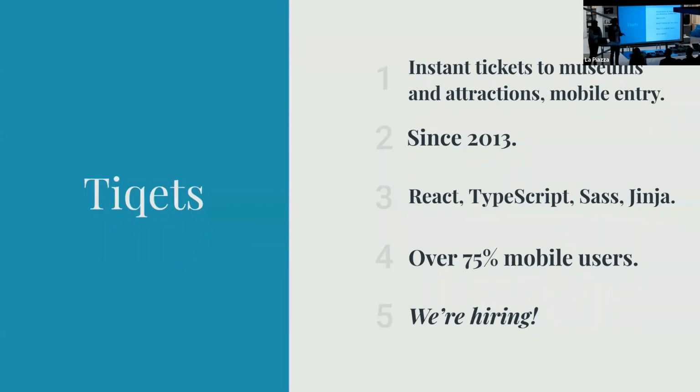Tech stack: Python in the backend, Flask, a micro framework. But in the front end, we use React, TypeScript, Sass, and Jinja. Jinja is a templating engine that comes with Flask. In the beginning it was about 50-50 desktop and mobile traffic. By now, it's way over 75% of our users that use mobile. And Tiqets is growing fast, and with that it also means that we, the front-end developers, are growing.